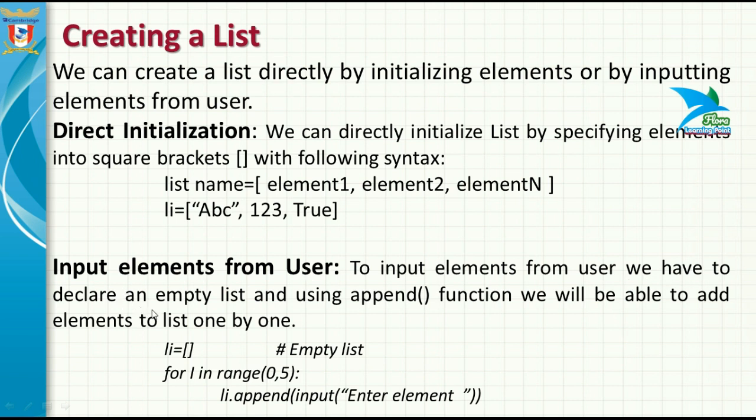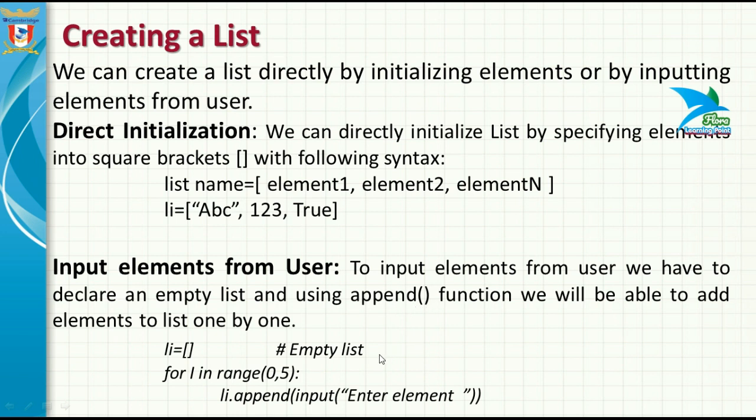To input elements from user, we have to declare an empty list. So first of all we have to declare an empty list like this: li is equal to square brackets without specifying any element, so it is known as an empty list. And using append function we will be able to add elements. So list is having a function, that is append function.